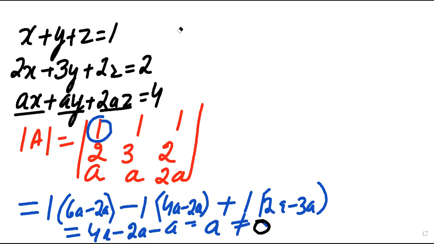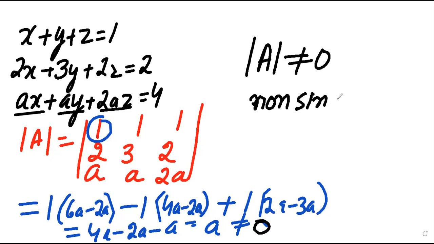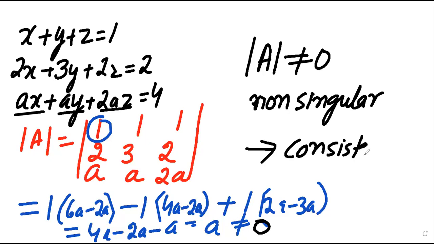And if determinant is not equal to 0, then what is the answer? Determinant is not equal to 0, I will say that it is non-singular. It is non-singular. And what kind of system of equations will it be? Consistent. Got it? Okay. So I think this is clear, how to find out whether the system of equations is consistent or inconsistent.